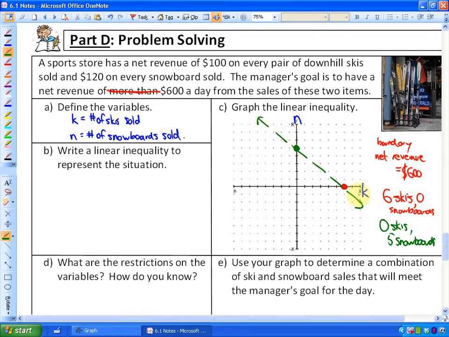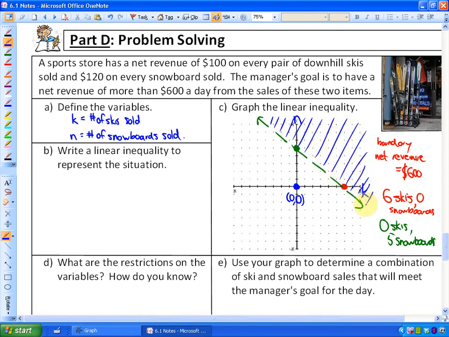Now the next thing we need to determine is which half of this boundary line would be included. Well, if the manager wants more than $600 a day, would a point like this, 0, 0, so 0 skis and 0 snowboards, meet the manager's goals? If the manager's goal is to have a net revenue of more than $600 a day from sales of these 2 items, well, if he sold nothing, he's making $0, which is not meeting his recommendations. So that means that the other half would meet his goals.